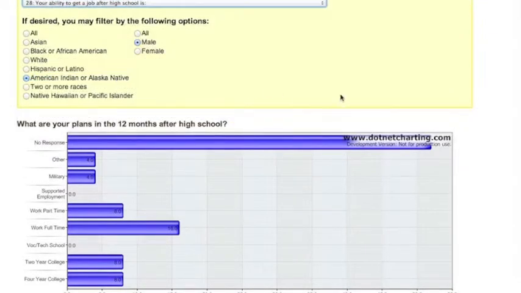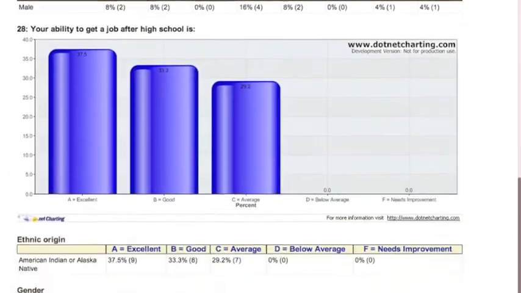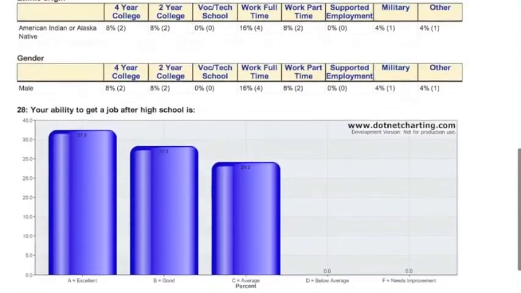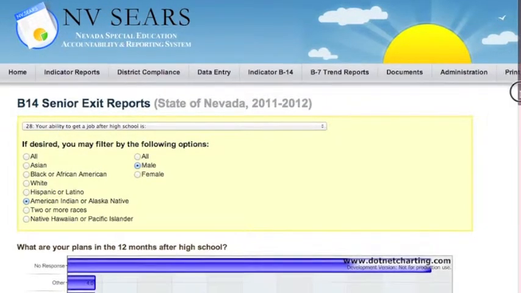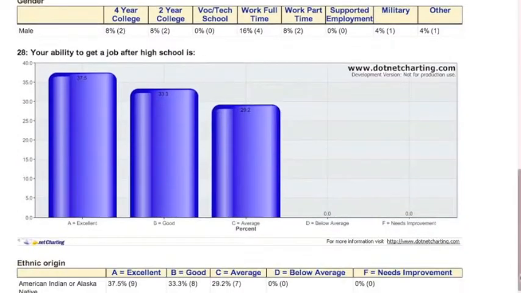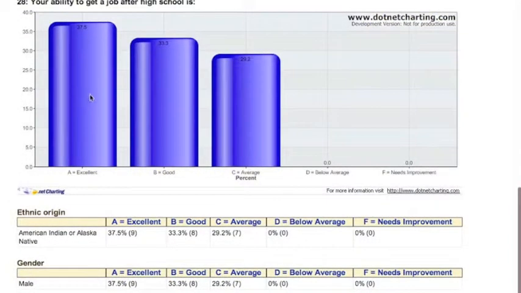And let's see, what does that question give us? So if we go down here, okay, I'm glad that worked well. Your ability to get a job after high school is. So now we're going to look at an individual question within the survey and the responses from Native American students around that question. So 37.5% of the students questioned said that they had an excellent chance of getting a job after high school.